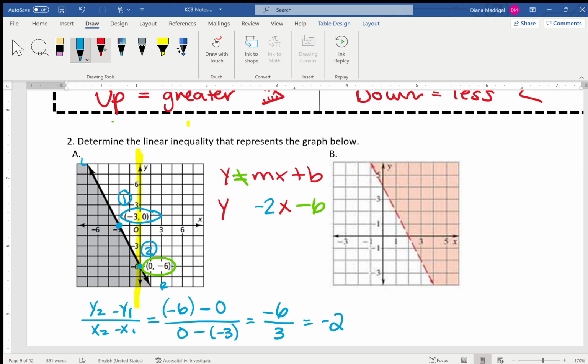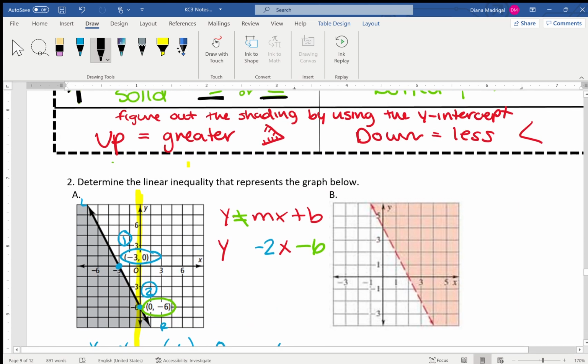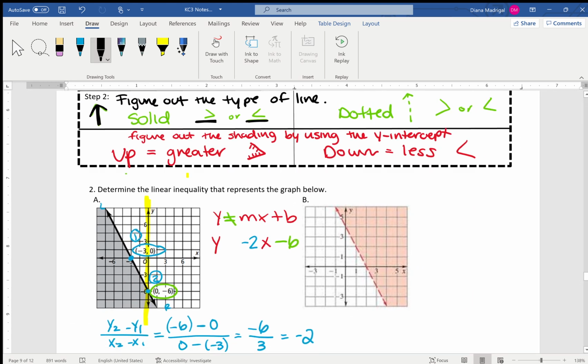Once again, we're not writing the equal sign. What we need to figure out is the inequality sign. So let's go back to my steps here. Since I already figured out the y-intercept and the slope, step 2 says figure out the type of line. The type of line I see is a solid, it's not dotted. There are no spaces cutting in between the line. It's just a solid line. Therefore, my only options are greater than or equal to, or less than or equal to. Which one is it going to be?